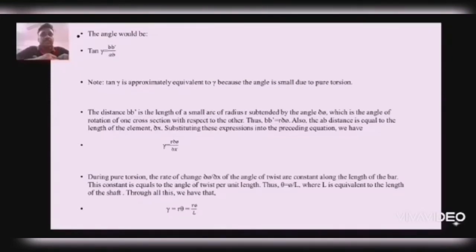The distance BB prime is the length of a small arc of radius r subtended by the angle phi, which is the angle of rotation of one cross section with respect to the other. The AB distance is equal to the length of the element dx. Substitute this expression and you'll get the formula for gamma. During pure torsion, the rate of change d phi over dx of the angle of twist is constant along the length of the bar. This constant equals the angle of twist per unit length. Thus, theta equals phi over L, where L is the length of the shaft. So we have the formula right there.